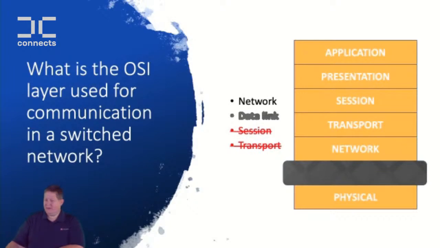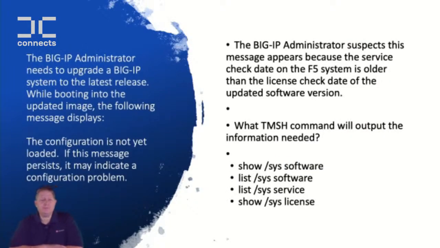All right, let's go on to number 2. The Big IP administrator needs to upgrade a Big IP system to the latest release. While booting into the updated image, the following message says, the configuration is not yet loaded. If this message persists, it may indicate a configuration problem. So the Big IP administrator suspects this message appears because the service check date on the F5 system is older than the license check date of the updated software version. What TMSH command will output the information needed?